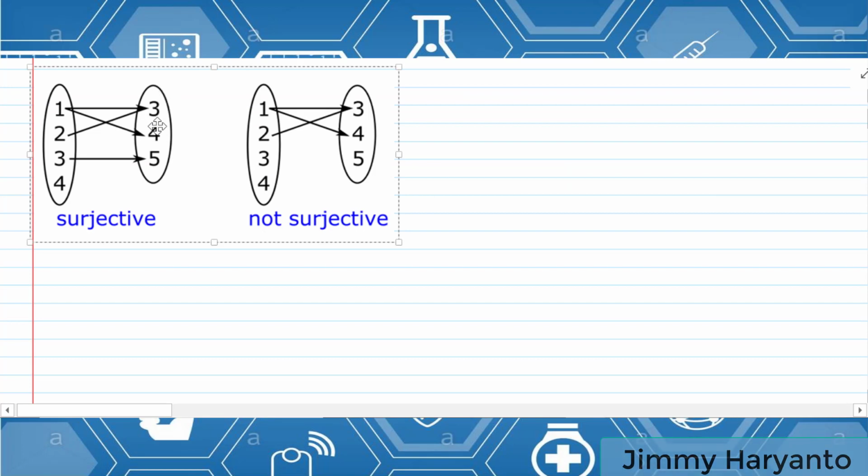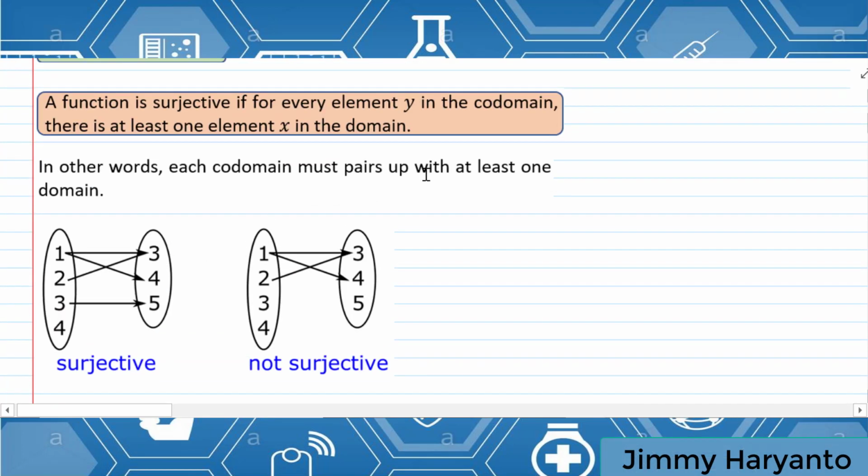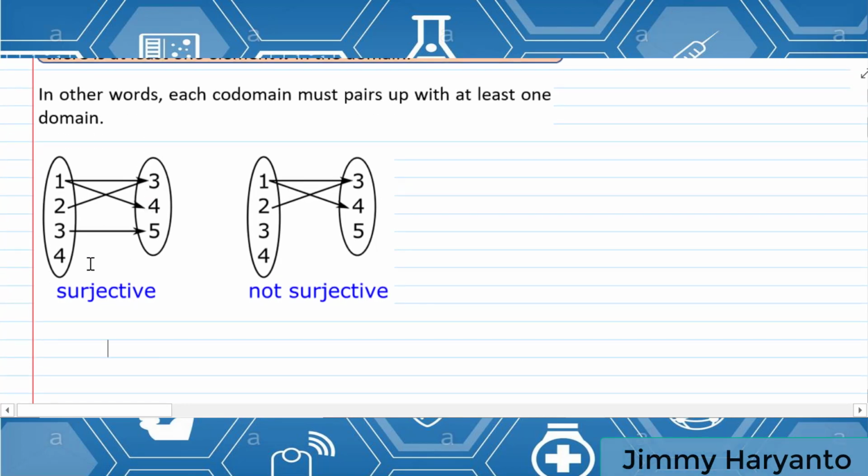In other words, each codomain must pair up with at least one domain. It can be two, it can be three or more. First, the left one is surjective, and the right one is not surjective. The left one is called surjective because each of the codomain 3, 4, and 5 pairs up with one or more domain. All of the codomain pairs up with domain. But for the right one, the 5 does not pair up with the domain, so we cannot say it is surjective. So we call it not surjective.